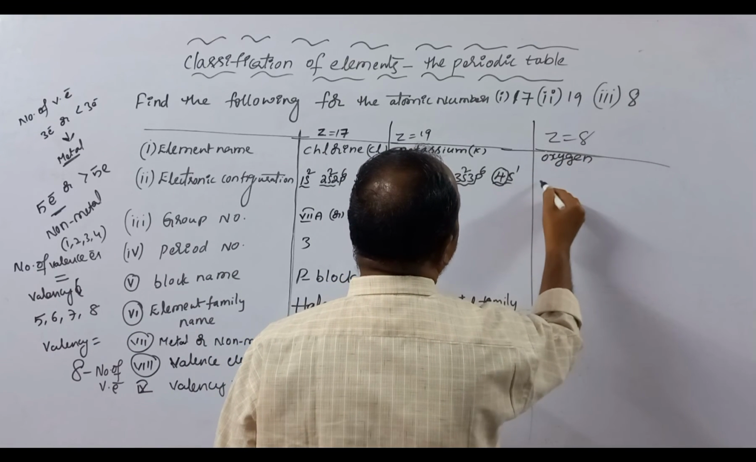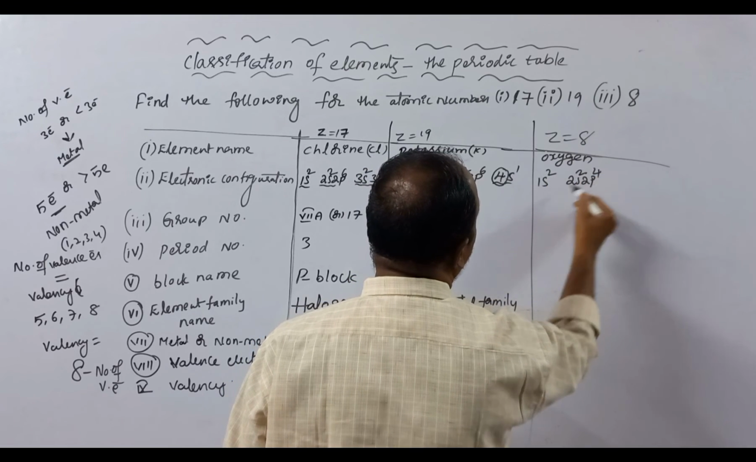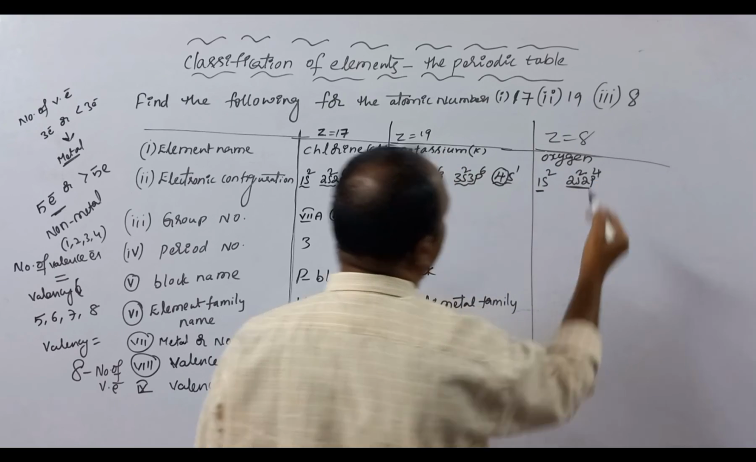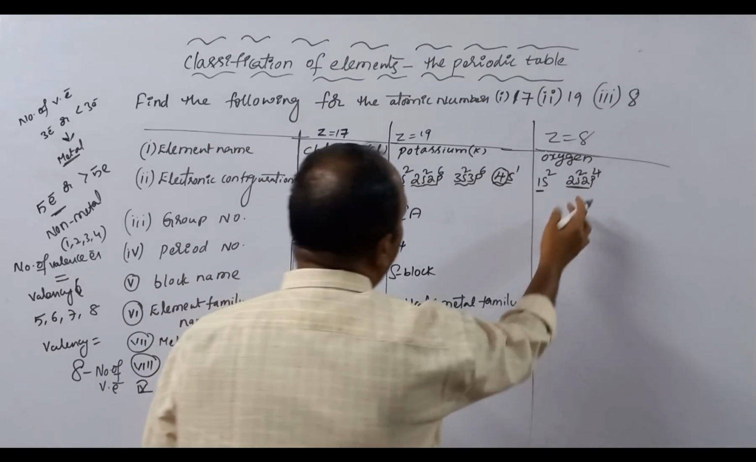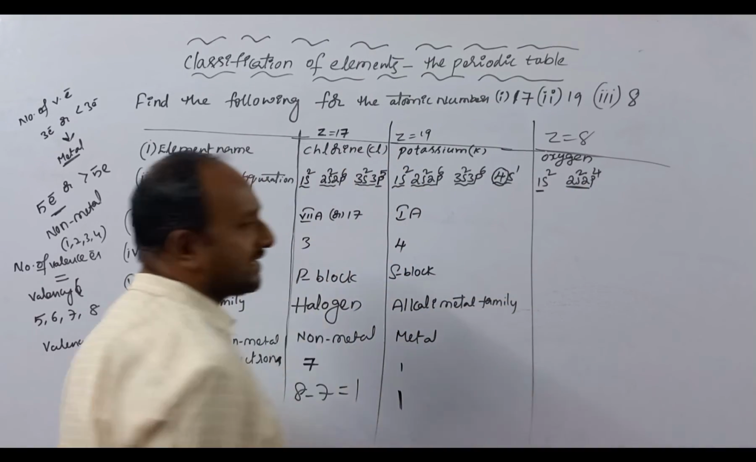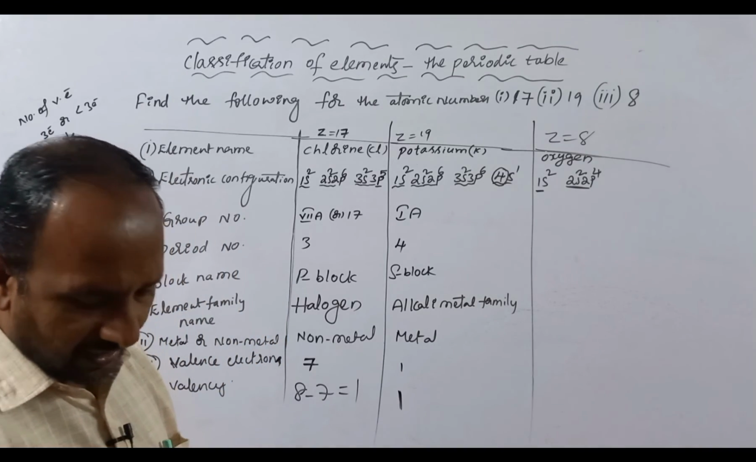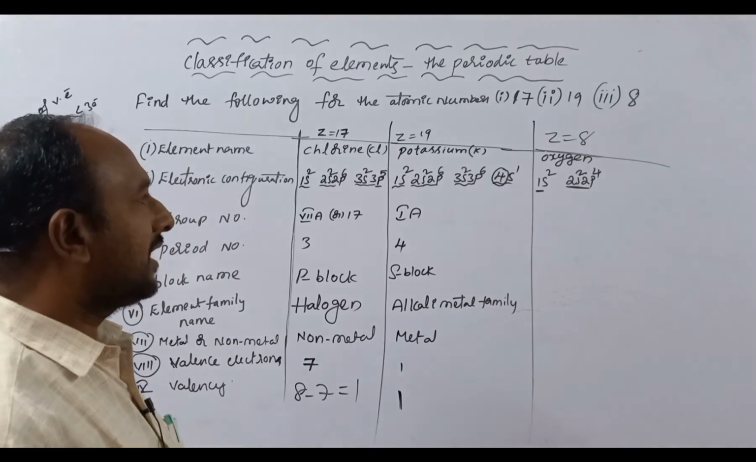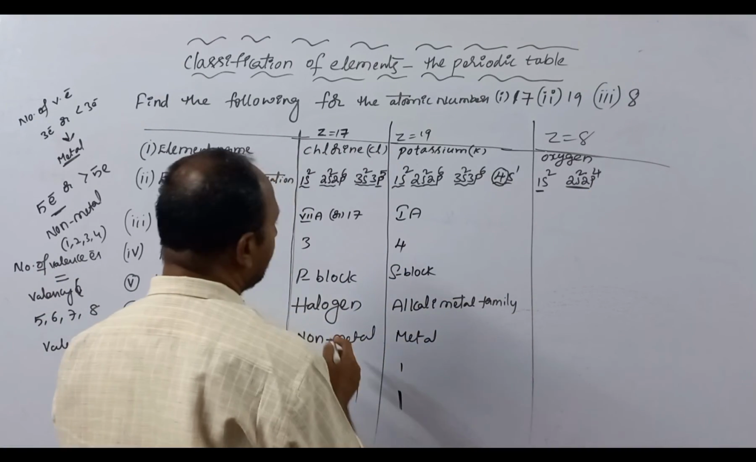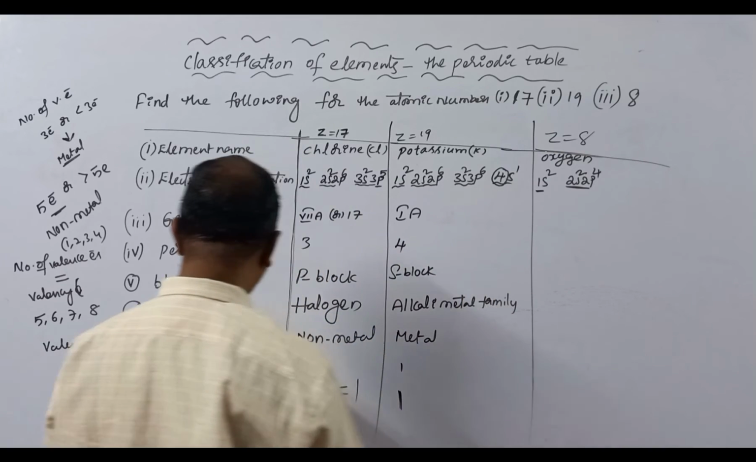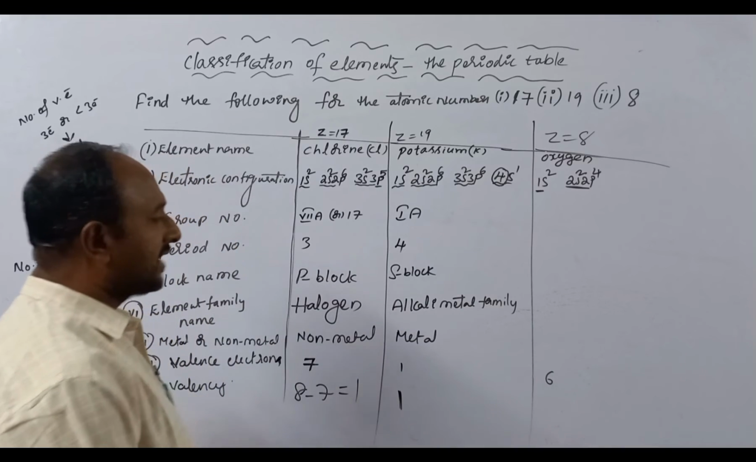Oxygen. Its electron configuration is 1s2, 2s2, 2p4. It is shell number 1, shell number 2. That is the n value. So in shell number 2 there are 2 plus 4, 6 electrons. So valence shell is number 2, the last shell. In the valence shell there are 6 electrons, 2 plus 4. So number of valence electrons for oxygen is 6.